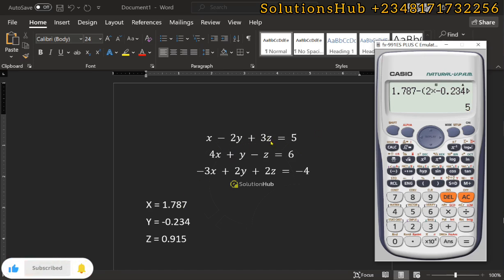So with this, we have checked that equation 1 is correct, so equation 2 and equation 3 will also be correct. So we have shown you how to use your calculator to solve simultaneous equations that have 3 unknowns.